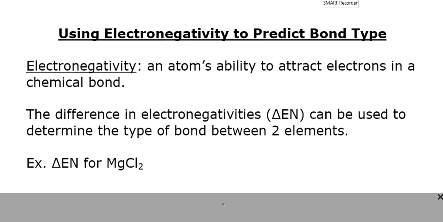Today's lesson, we're going to take a look at how to predict what type of bond might form between two elements, but we're going to use electronegativity to do that. So the first thing that we need to go over again, just to review quickly, is what is electronegativity? This is a measure that shows an atom's ability to attract electrons, but specifically in a chemical bond. It's a numerical value.